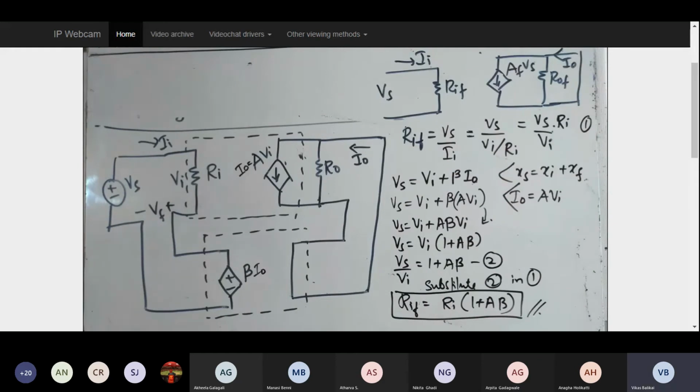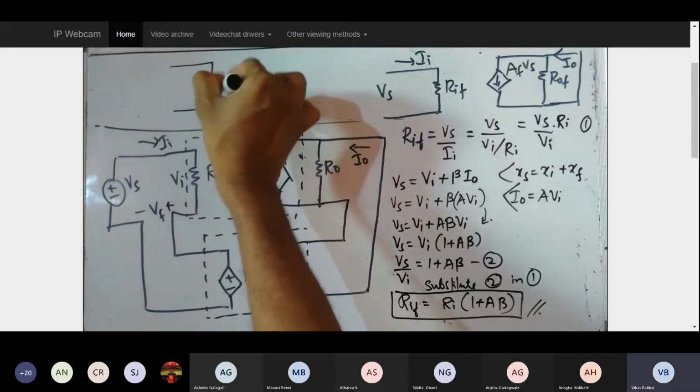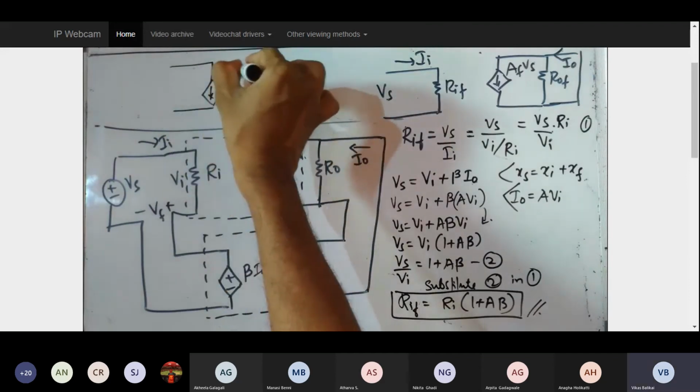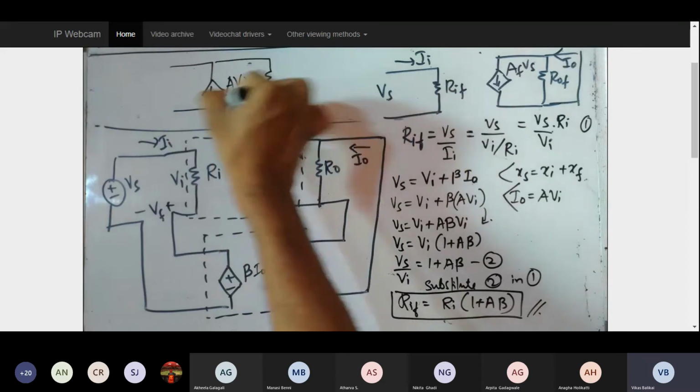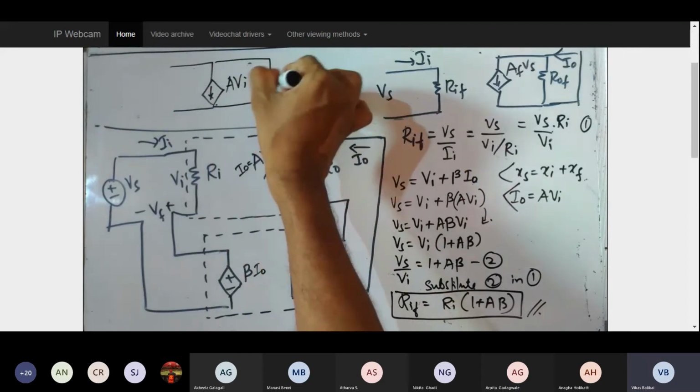Now quickly jump into how I find the output resistance with feedback. I'll try to convert this entire setup into its output equivalent circuit. To make the output equivalent circuit, let me first draw it over here. So this is A into Vi. I'm just talking in terms of output. So this will be my RO. Some amount of feedback will be here.